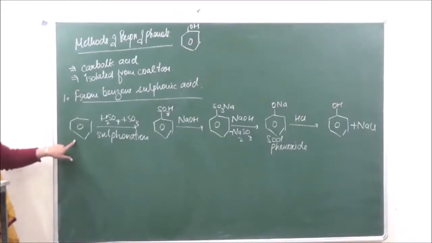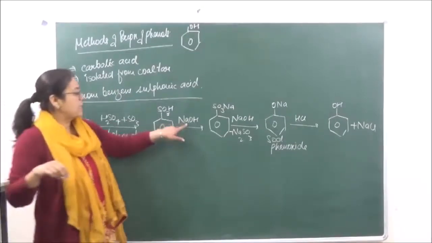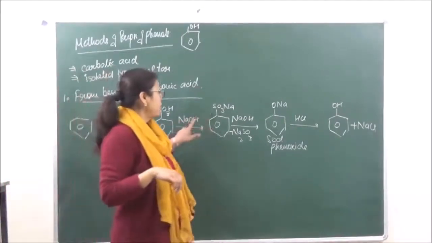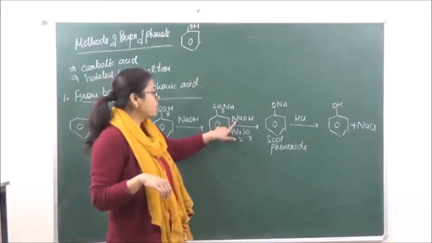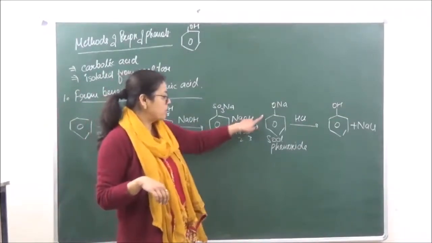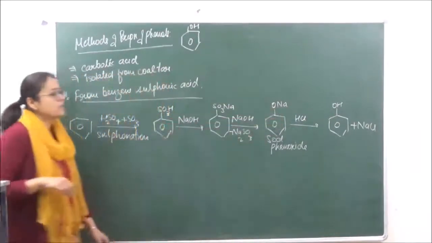First, sulfonation has to be done to form benzene sulfonic acid. Then we react with NaOH to give us sodium benzene sulfonate. Then another molecule of NaOH is going to react to give us sodium phenoxide. And then with HCl it is going to give us phenol.